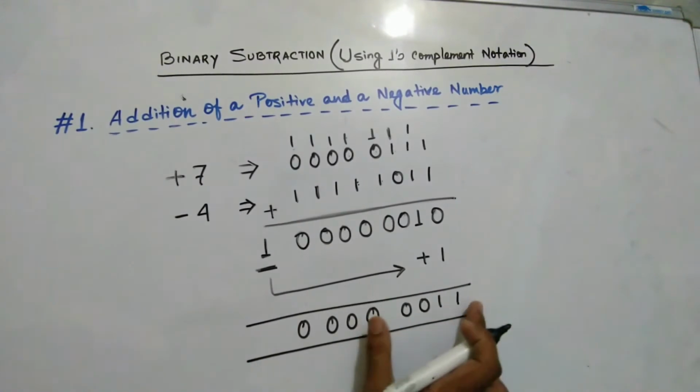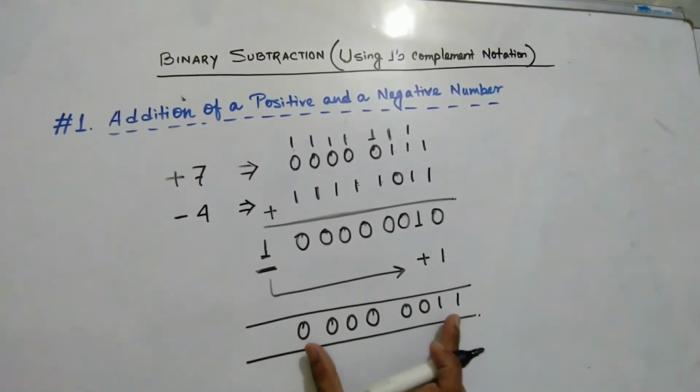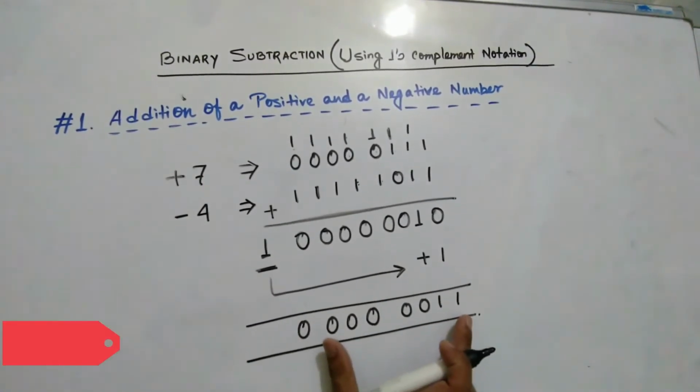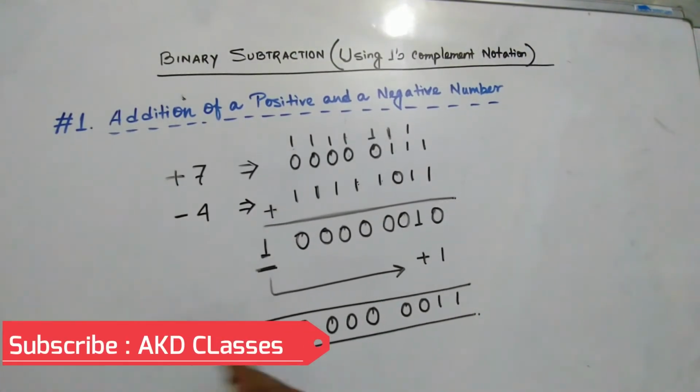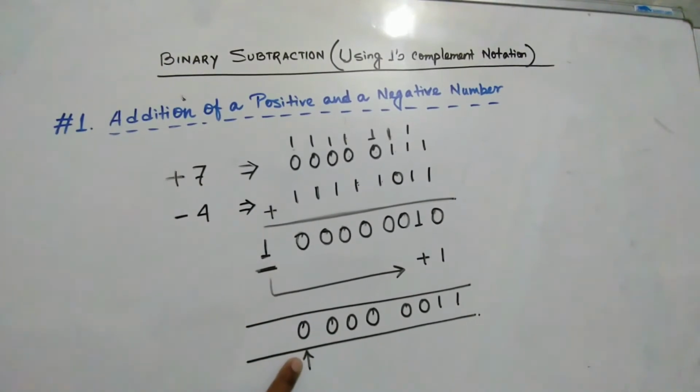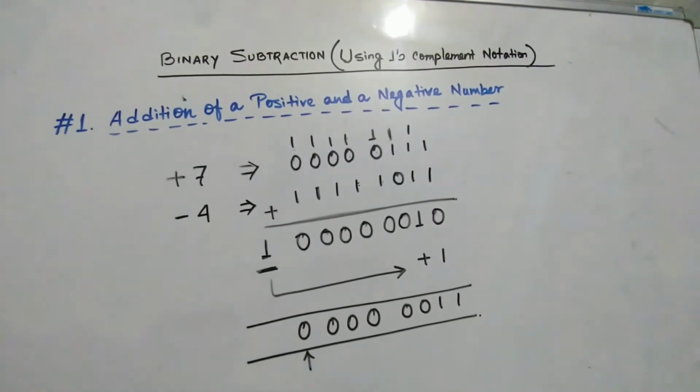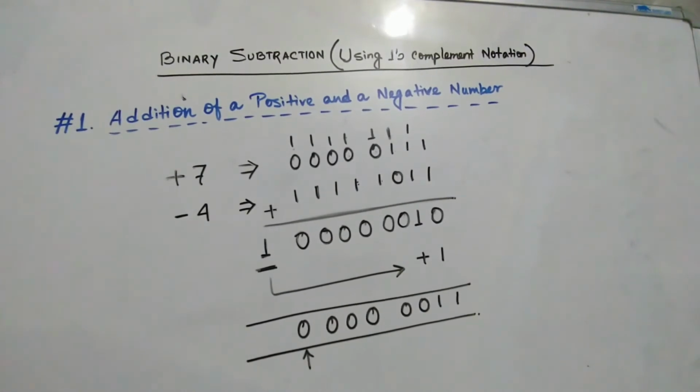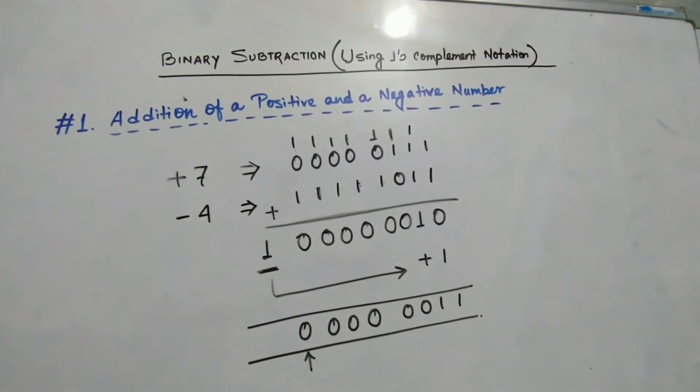So this is our final result, and this is the decimal equivalent 3. If we find out the decimal equivalent of this binary number, we will get 3, which is our addition result, and the sign bit is 0, which indicates that the number is a positive number. So this is how we actually do the binary subtraction. We have done the binary subtraction using ones complement notation.